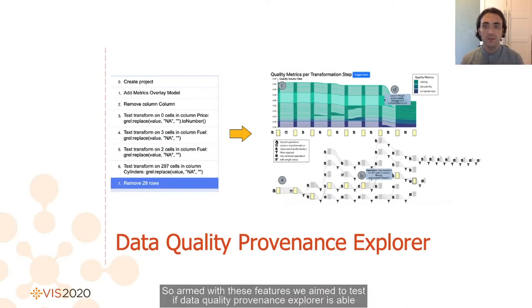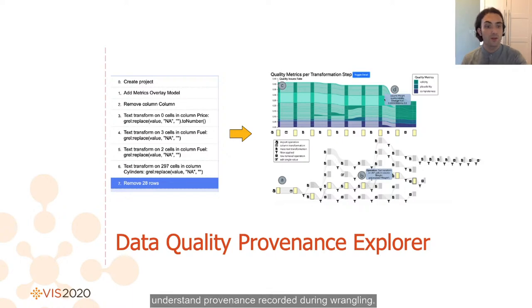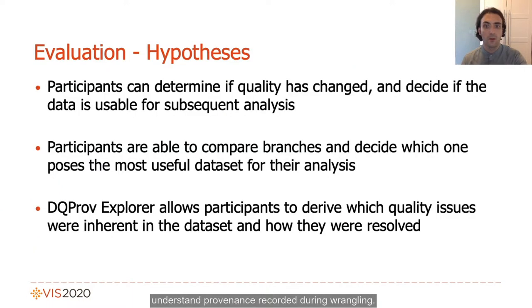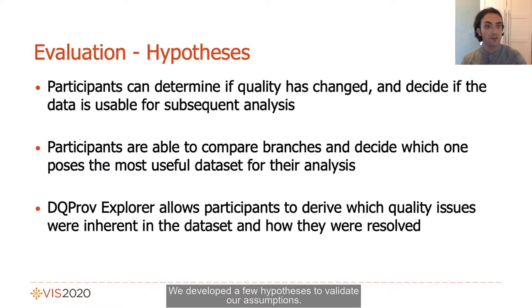So with these features, we aim to test if Data Quality Provenance Explorer is able to help users understand how data wrangling affected data quality of a dataset. We wanted to evaluate if the functionality helped users understand provenance recorded during wrangling. We developed a few hypotheses to validate our assumptions.